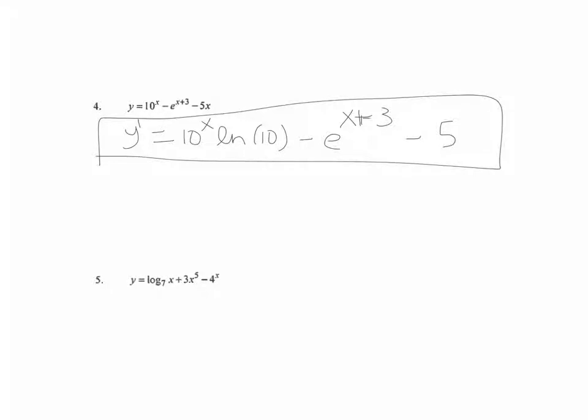All right, look at number 5. We have y equals log base 7 of x plus 3x to the 5th minus 4 to the x power. Okay, so a couple of things in here where our base is not e, it's a different number. Let's see if you can tell me how we're going to differentiate log base 7 of x.